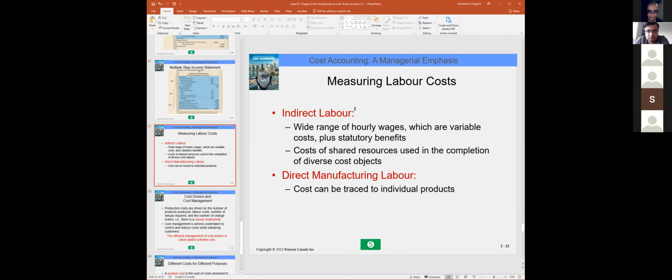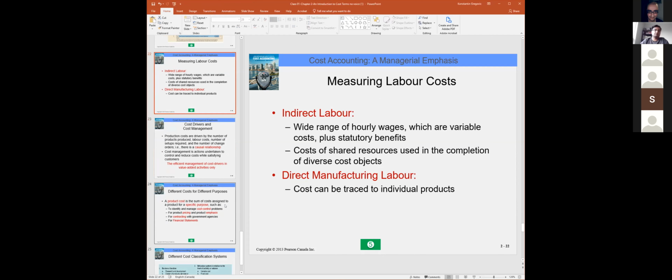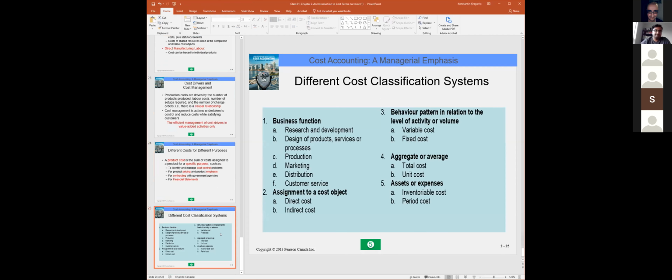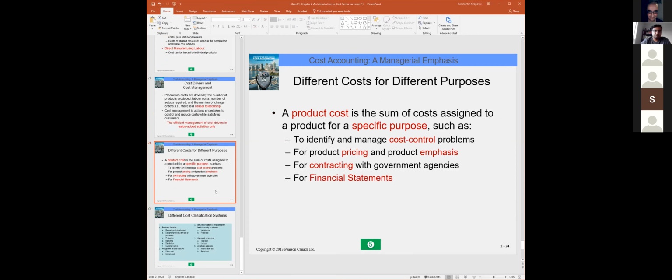Measuring labor costs. So again, we've got indirect labor. Then we've got direct manufacturing labor. And I'm going to basically end it right there.